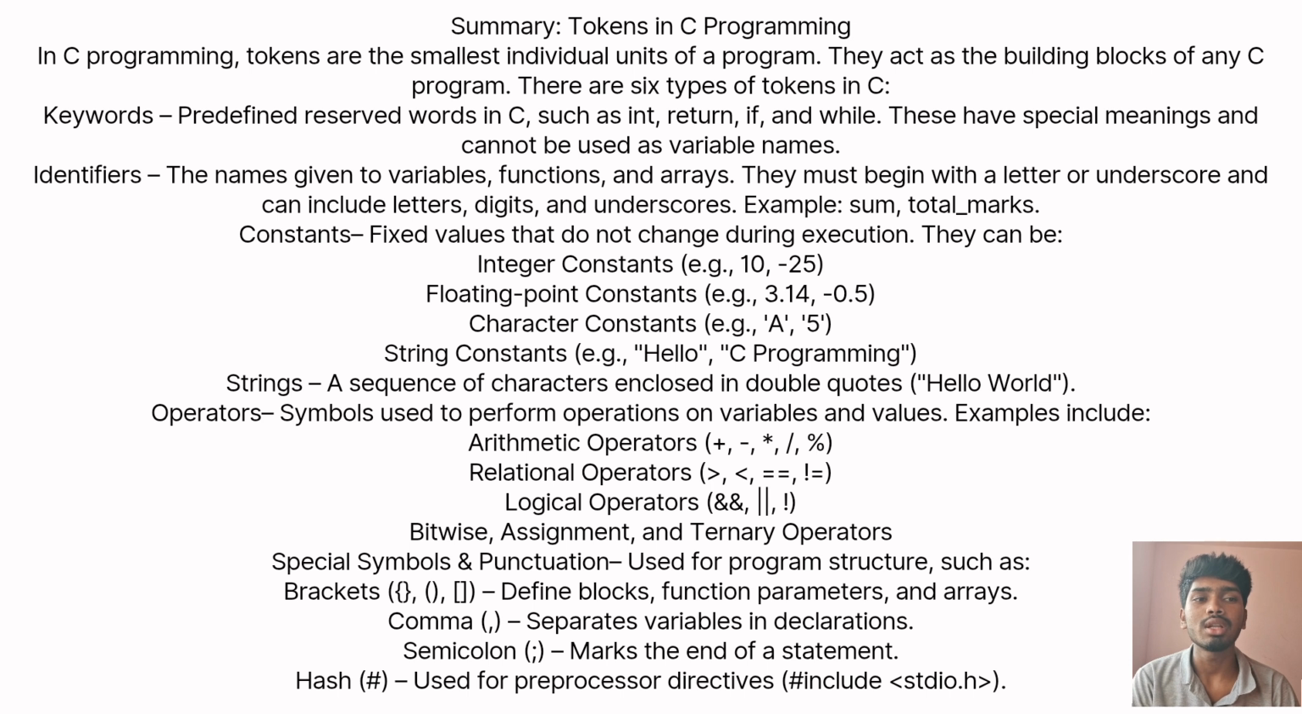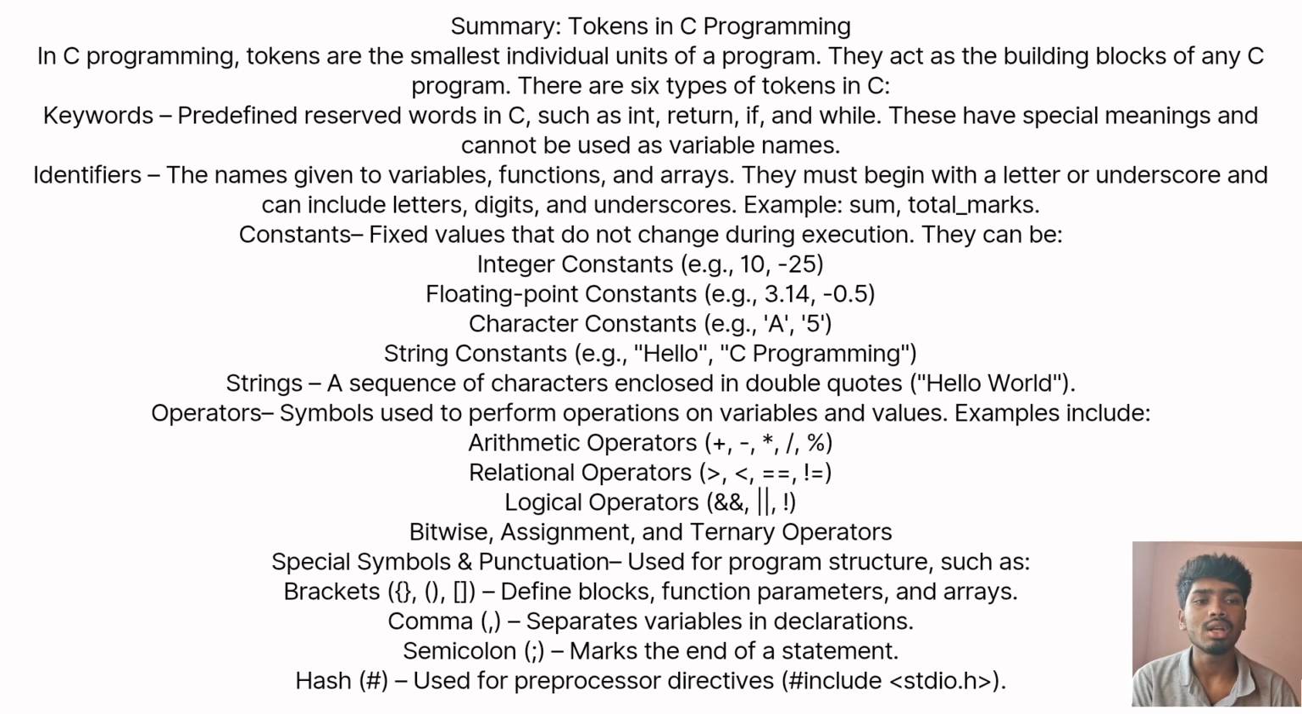Strings. A sequence of characters enclosed in double quotes, such as "hello world". Operators. Symbols used to perform operations on variables and values. Examples include arithmetic operators, that includes plus, minus, multiplication, division, and remainder. Relational operators: less than, greater than, is equal to, not equal to. Logical operators: logical AND, logical OR, etc. Bitwise, assignment, and ternary operators.